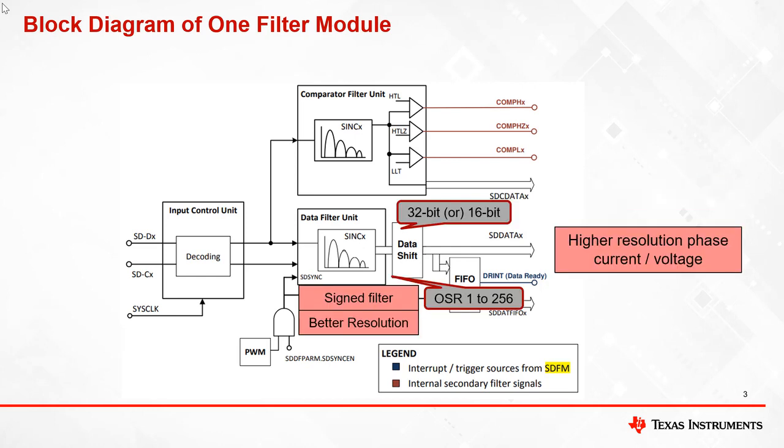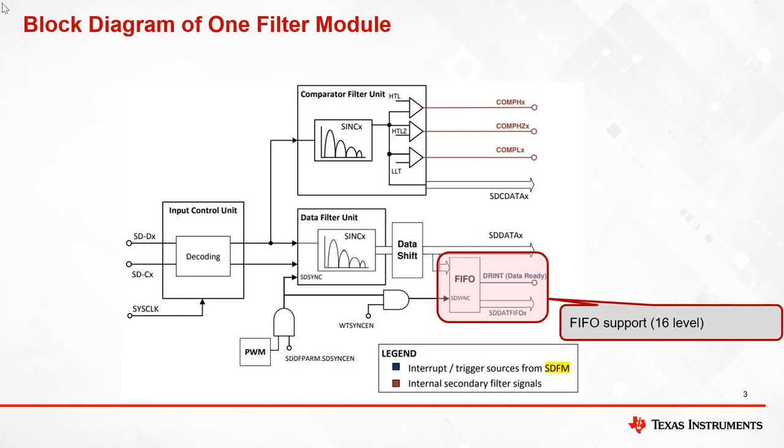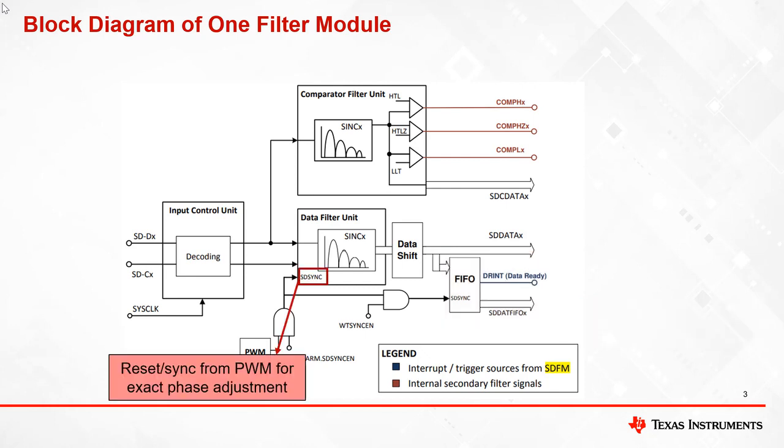Data filter provides high resolution digital output as it supports OSR settings from 1 to 256. Output of data filter is a signed integer which can be represented in 32-bit or 16-bit format. This high resolution digital output is used in control loop. A 16-level FIFO provides the ability to store the filter results to reduce the frequency of interrupts from data filter. Data filter also has the ability to be synchronized with respect to PWM event or SDSync event.